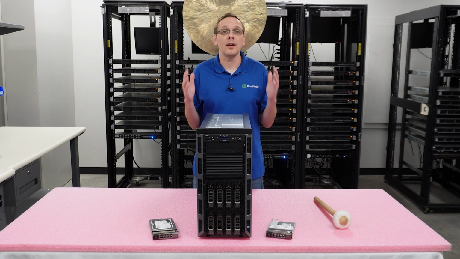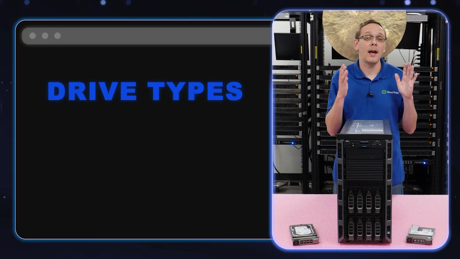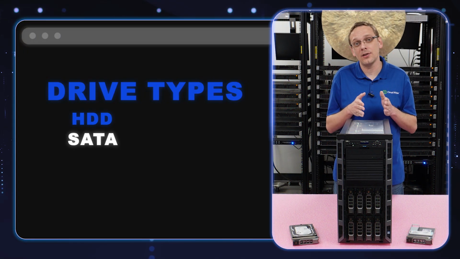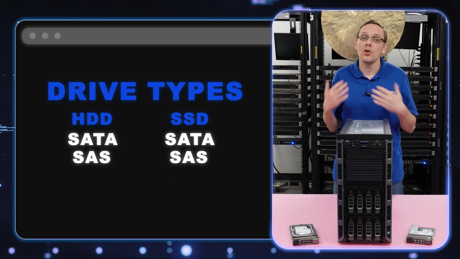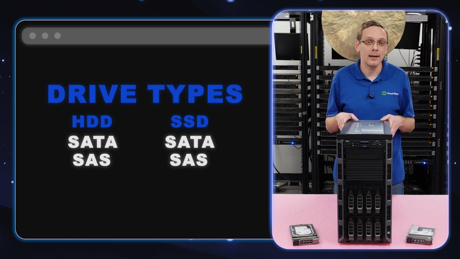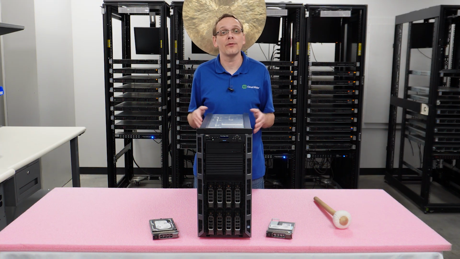All right, so let's start with the compatible interfaces. There's four types. You're gonna have a SATA hard drive, a SAS hard drive, a SATA solid state drive, and a SAS solid state drive. No, unfortunately, NVMe is not compatible with this box, so those are gonna be your four choices.